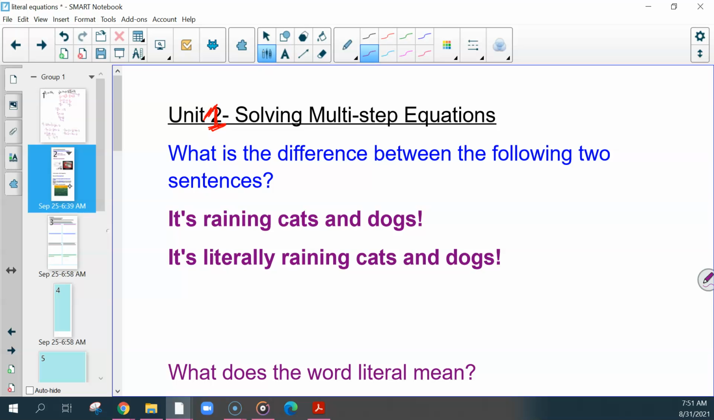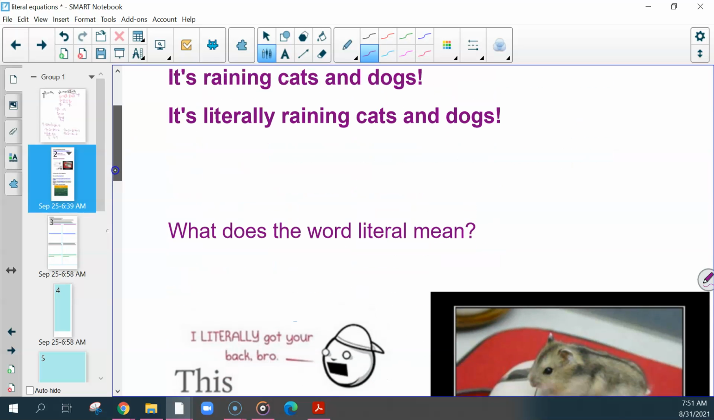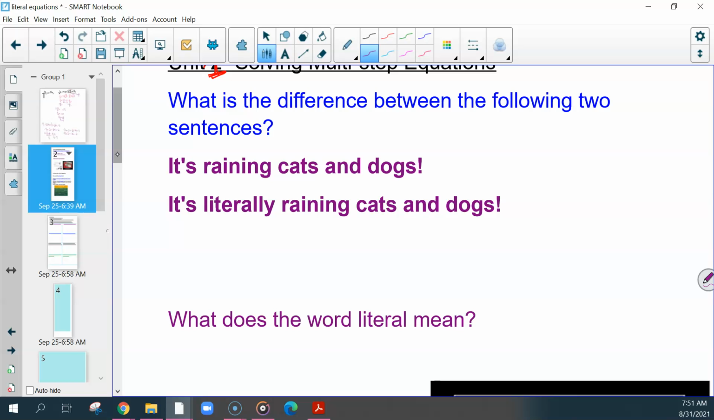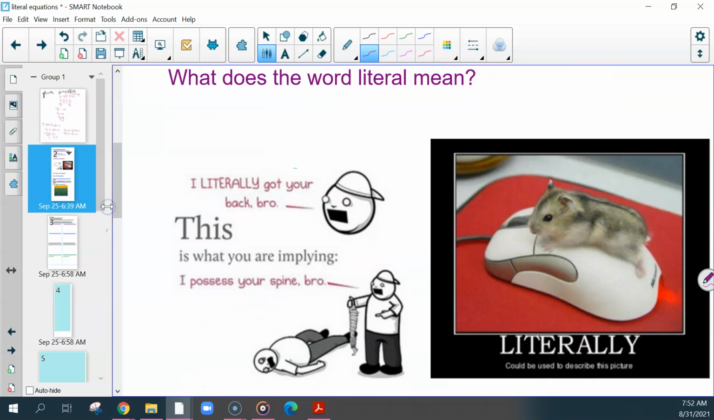So this first page is really just a bunch of words to kind of get you in the mindset of what this means. If I said the difference between "is raining cats and dogs" and "is literally raining cats and dogs," what would the difference be? It's literally. Like, what would that mean? Like actually happening. And these are just some other examples. People don't actually take out one spine when saying "I got your back."